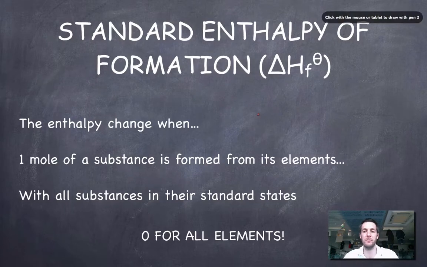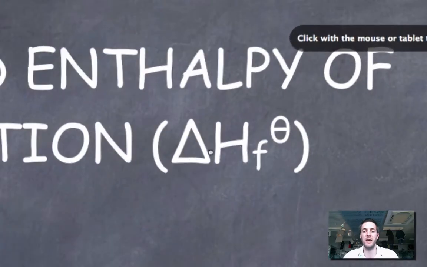Let's just have a look at the symbols first. Okay, delta H for change in enthalpy. Formation is represented by this little letter subscript F, and then we've got superscript theta, or as I learned it in a British school in London, the underground sign. Okay, so delta HF underground sign, or the standard enthalpy of formation.